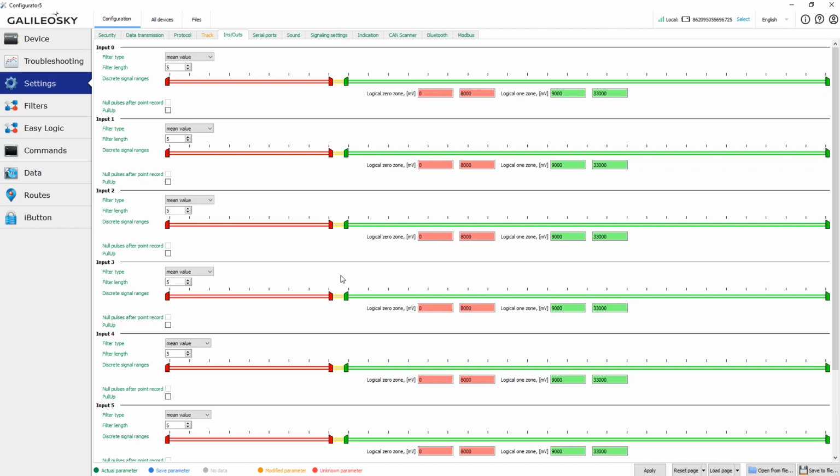Now we set the level of logical 0, which is the red zone, from 0 to 5 volts to cut off the possible noise at the input. Then we set the logical 1 from 8 to 33 volts. In general, those settings are quite suitable for any vehicle. Please do not forget to apply settings. The ignition input setup is now complete. Be careful when setting the ignition input. If you specify the wrong input or the ignition signal is not actually connected to this input, the device will always run in the stop mode.